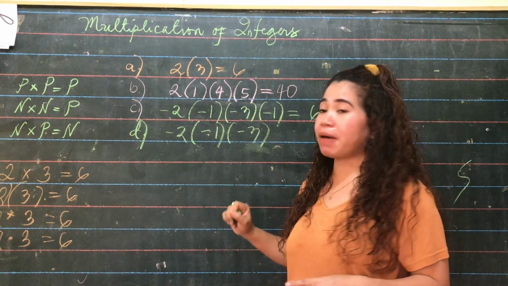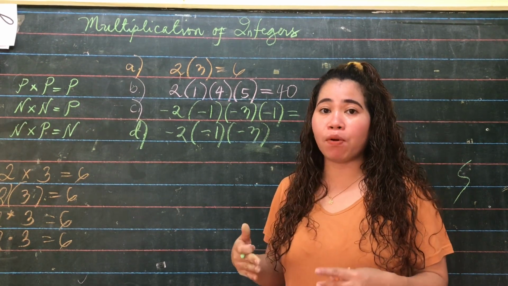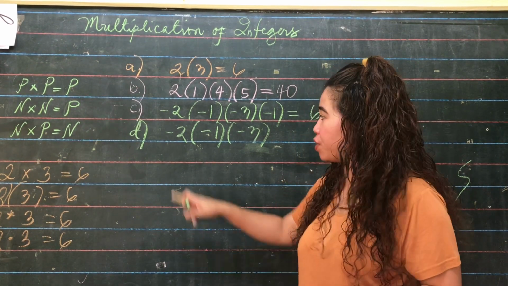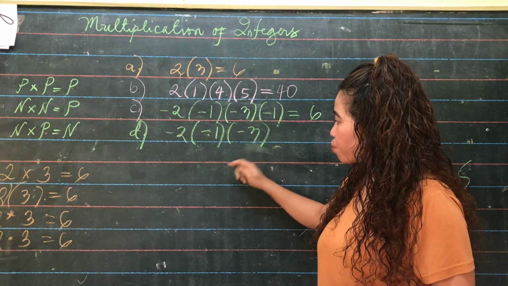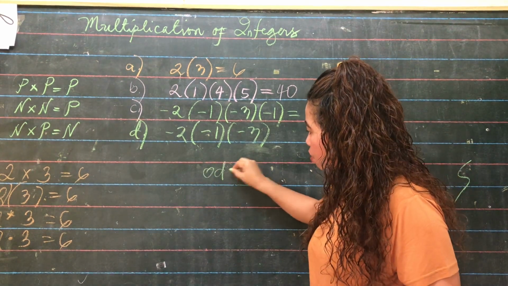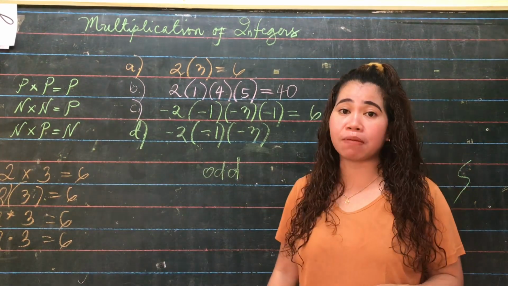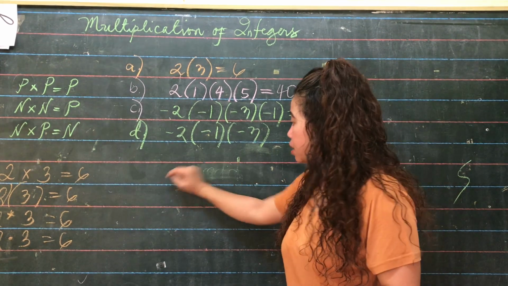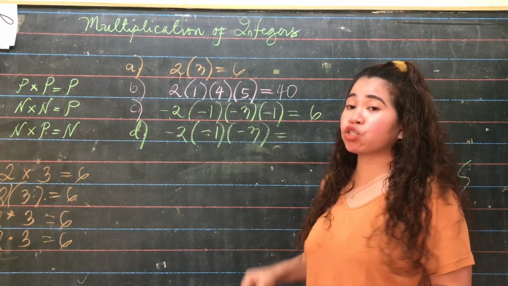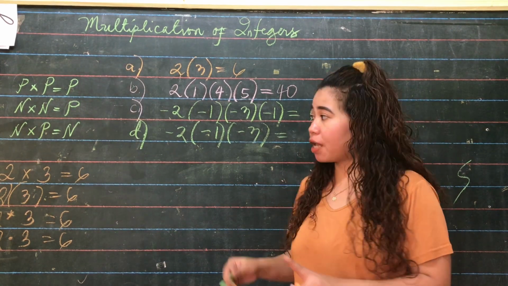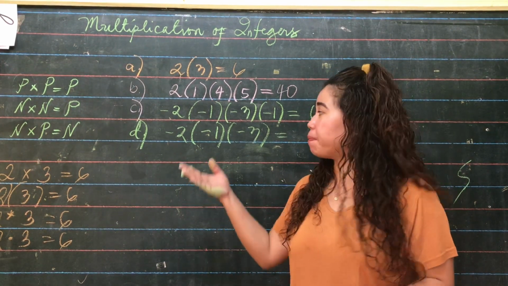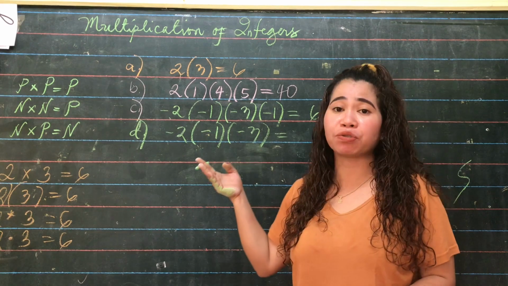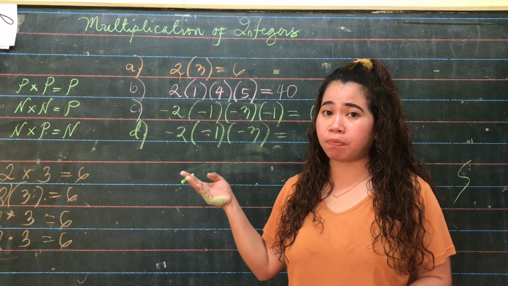In letter D, let's count how many negative numbers are multiplied. You have 1, 2, 3. It's odd. The number of negative numbers being multiplied is odd. Meaning, automatically, the answer will be negative. So you might stick to the rule that, oh, they all have the same sign, all negative, so automatically the answer is positive.